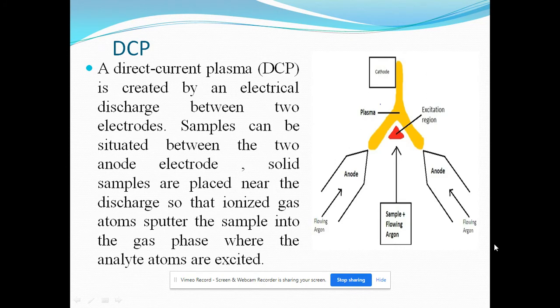DCP is a direct current plasma. It is created by an electrical discharge between two or three electrodes. Here we can see that there are three electrodes: two are graphite block anode electrodes and one is a tungsten block cathode electrode. They are arranged in an inverted Y arrangement. An argon gas source is situated between the anode blocks, and argon gas flows through the anode blocks. Plasma stream is produced by briefly contacting the cathode with the anode.